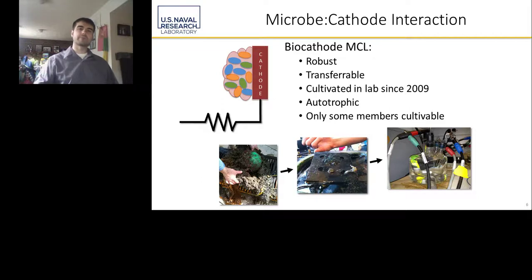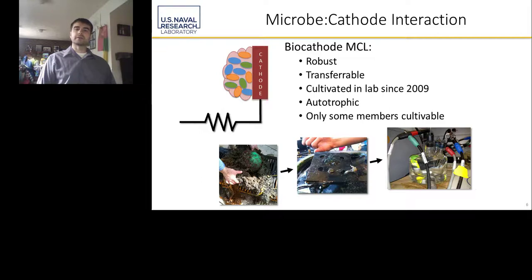We can just keep scraping it off and putting it onto a new electrode and it will grow. And what's really interesting about it is that one of the organisms in there is autotrophic. So it's able to use the electrons from the cathode to fix carbon dioxide, and then it's feeding the rest of the bacteria that are there.